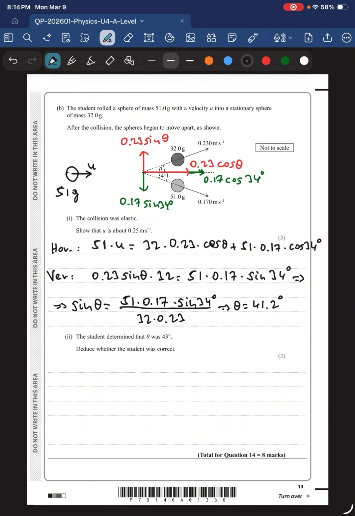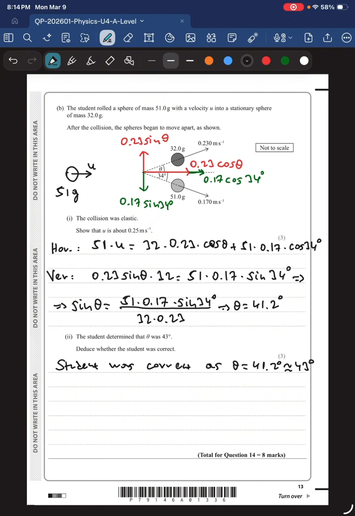In part 2 they say the student determined that theta was 43 degrees. Deduce whether the student was correct. The student was correct, I guess, as theta is 41.2 degrees, which is close to 43 degrees, but not absolutely 43 degrees. But she would use a protractor, so that introduces errors and so on, so it's good enough.